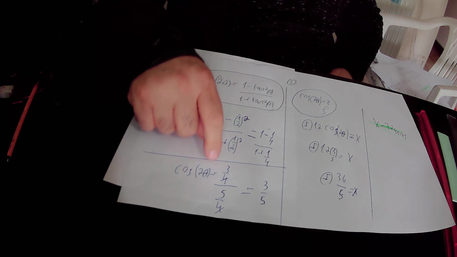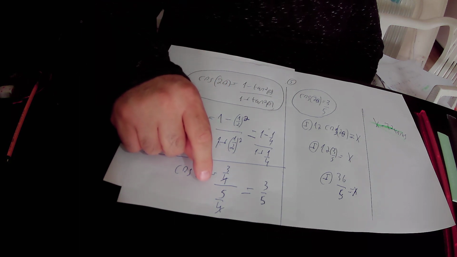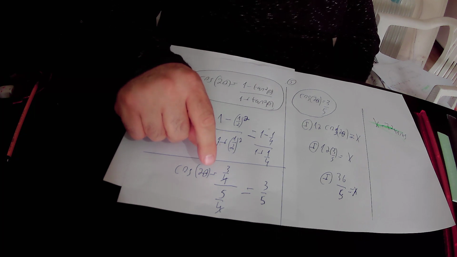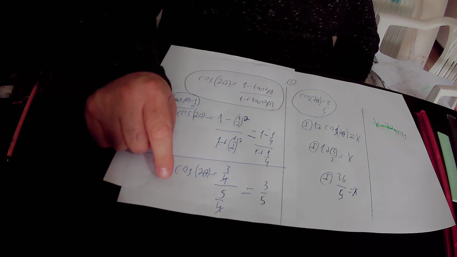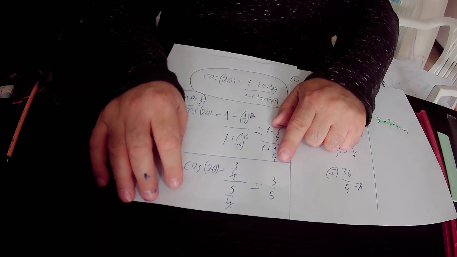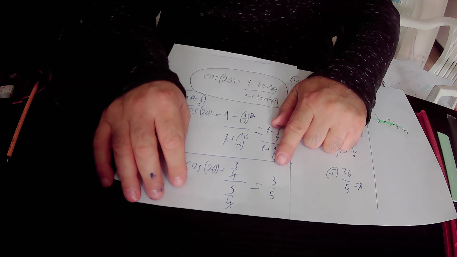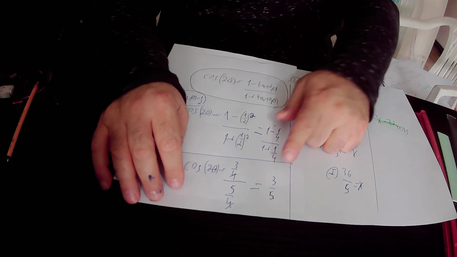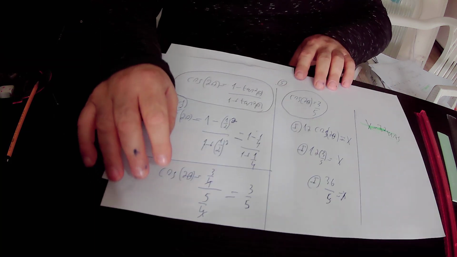So here we have 4 in the numerator and 4 in the denominator, so the 4 will get cancelled, and we are left only with the expression that cosine 2 theta equals 3/5.